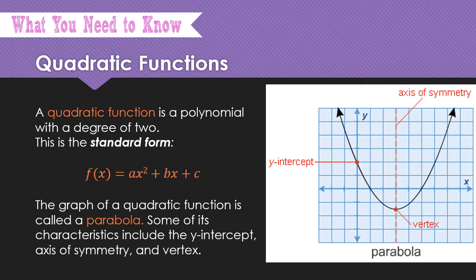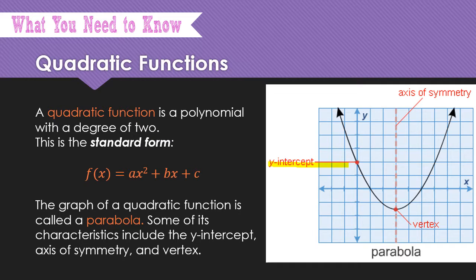The graph of a quadratic function is called a parabola. Here we can see some of the characteristics. We have our vertex and our axis of symmetry, which we'll look at later. But for today, we are going to focus on the y-intercept.